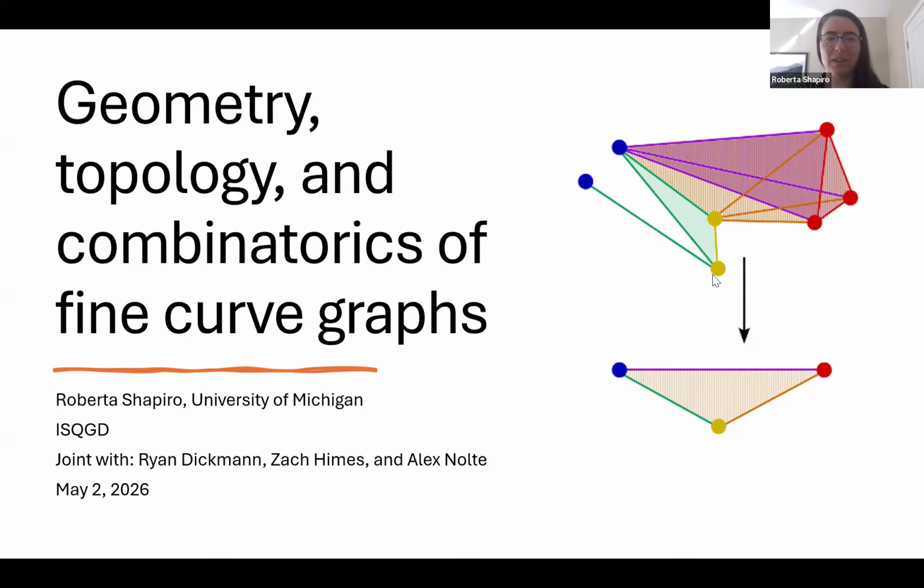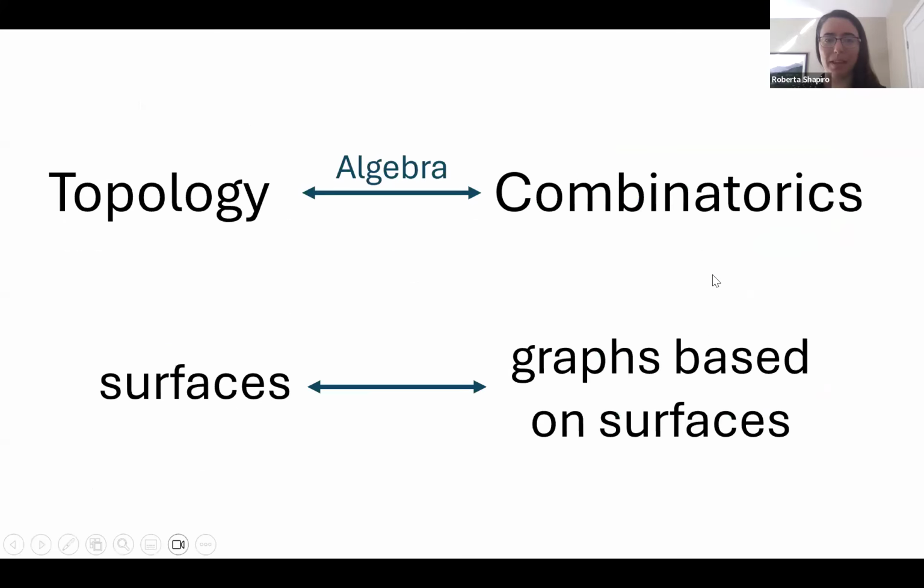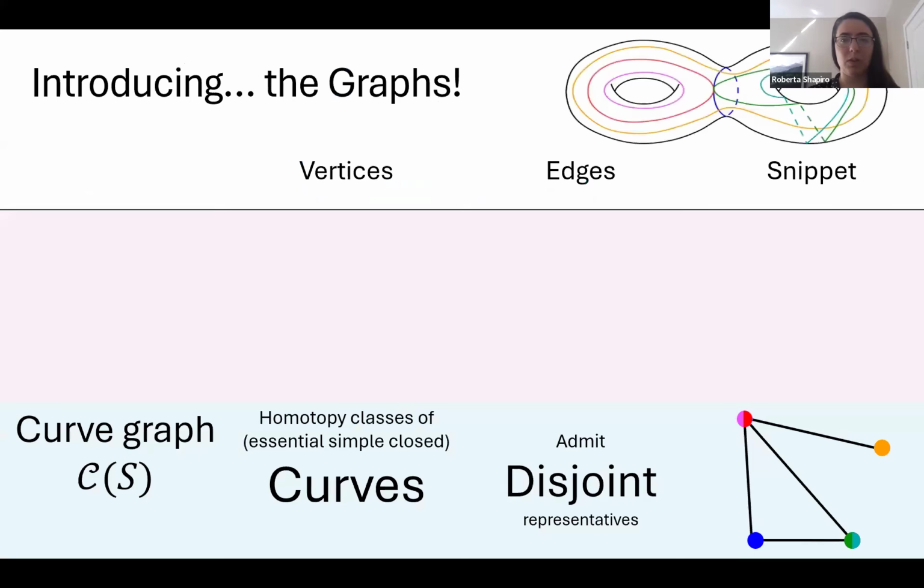Right. So one of the things that motivates me as a mathematician is an interplay between topology and combinatorics. A lot of the time this connection is seen through algebra. On the topology side today, we're going to be working with surfaces, while on the combinatorics side, we're going to be working with graphs that are built based on these surfaces. Okay, so what are these graphs?